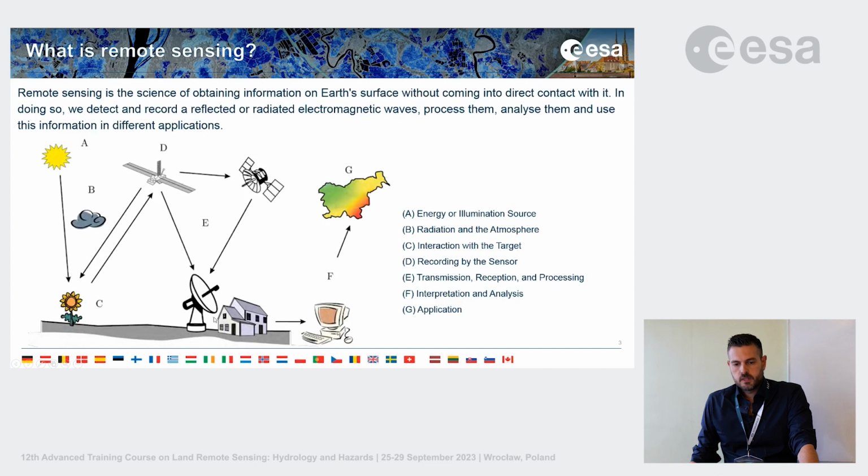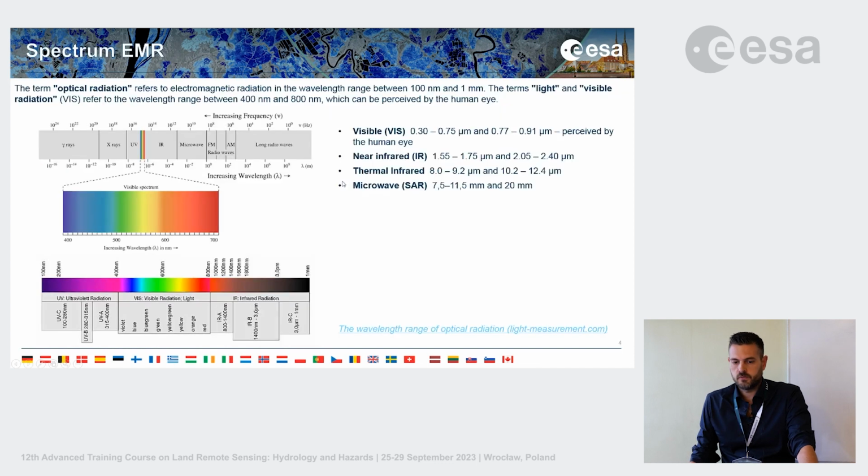The radiation coming from the sun, part of the radiation will be redirected to the sensor. That could be a satellite, airborne images, whatever. And after there is the transmission to the ground segment that is in charge of processing and distributing the data. And after there would be the final product linked to the application, in this case hydrology or even land use, land cover, and whatever.